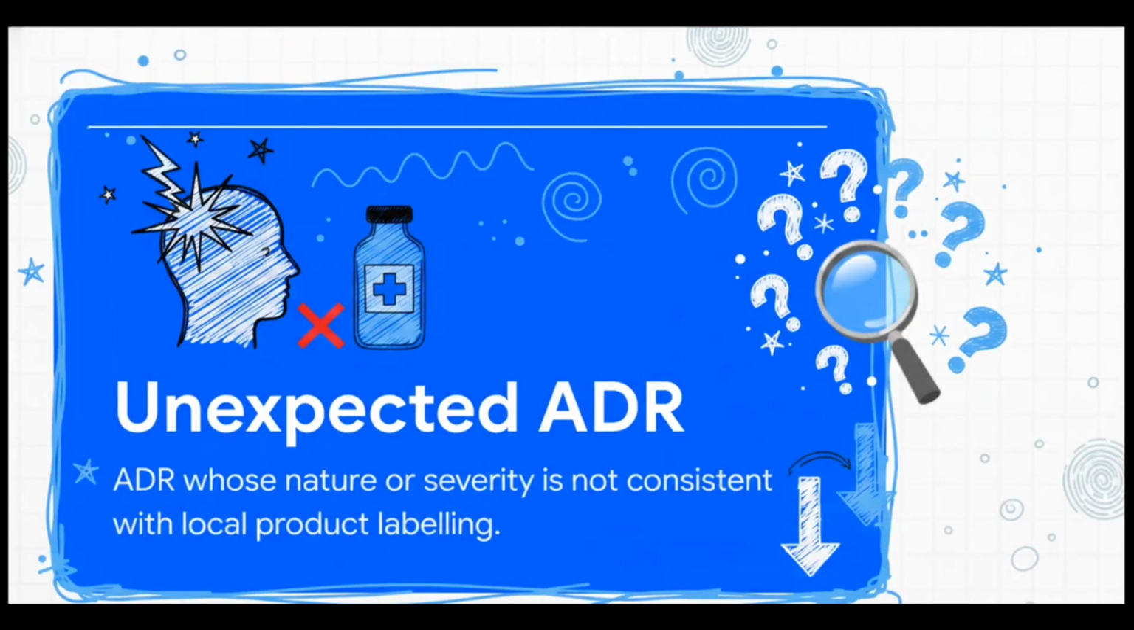And this next definition brilliantly illustrates the kind of nuance you need for these interviews. The unexpected adverse drug reaction. This is an adverse reaction whose nature, severity, specificity, or outcome just isn't consistent with the description in the local product labeling. You know, if a drug is known to cause mild headaches, but suddenly a patient gets severe migraines, well, that severity makes it unexpected because it completely defies the label.